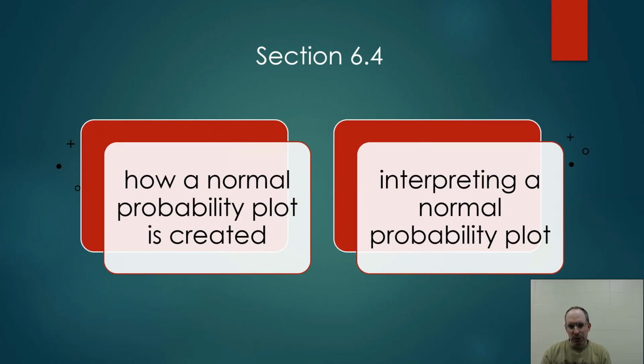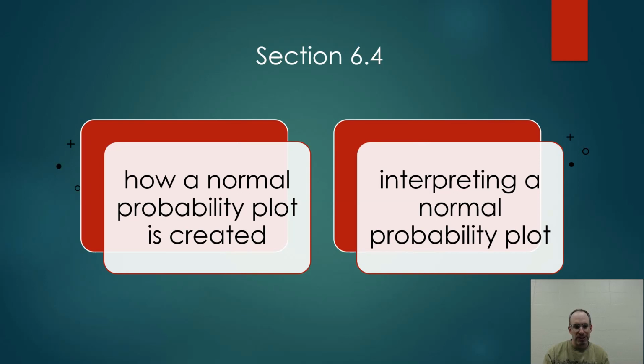All right, 6.4, basically it's normal probability plots. I'm not going to ask you to make one from scratch, and I'm not going to put that normal probability plot table on the test or anything. But just know that you have the values from the sample on one axis and values from a standard normal on the other axis.